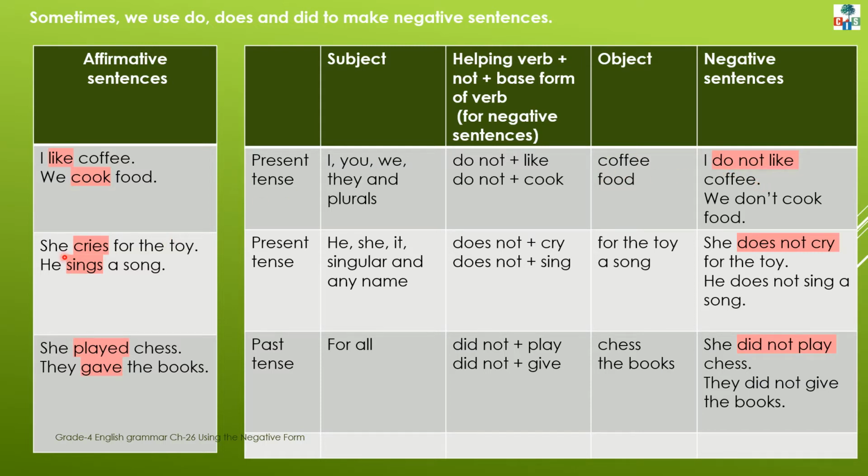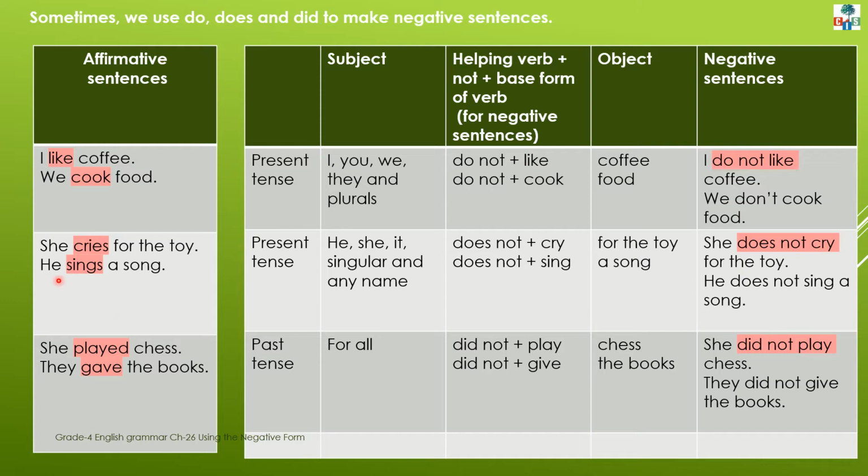Now see this example. She cries for the toy. Here also no helping verb is there. So, what is the verb here, children? Cries. And it is in present tense. When I change this sentence into negative, it would be like this. She does not cry for the toy. Yes, here I have used the helping verb does. And your main verb cries will change into cry, the base form.